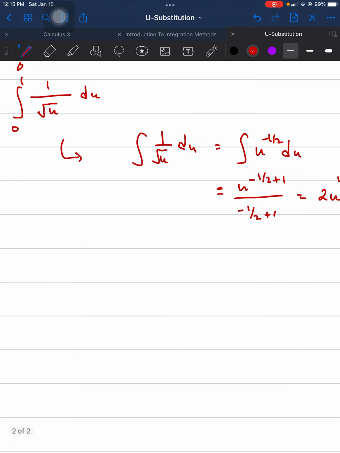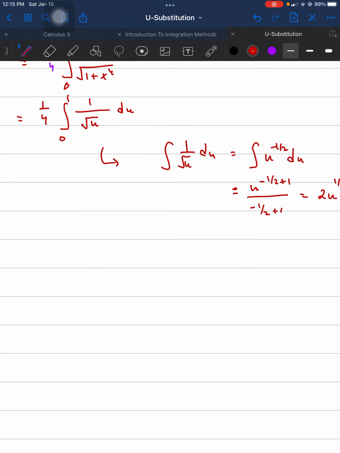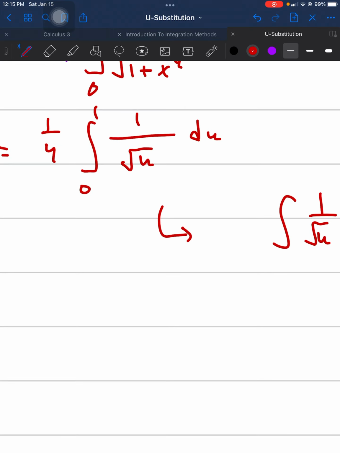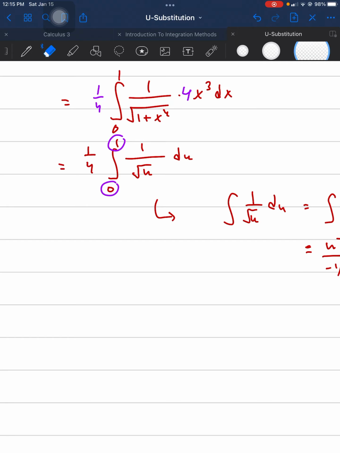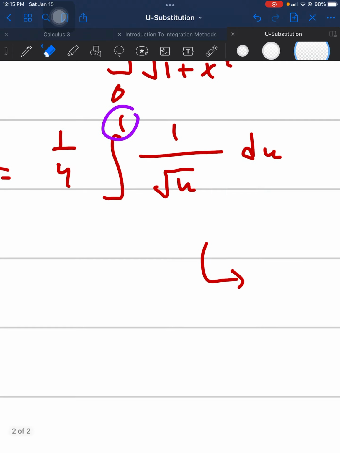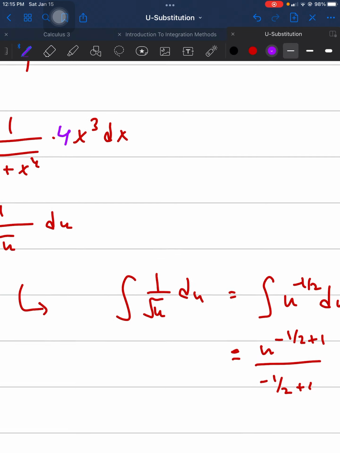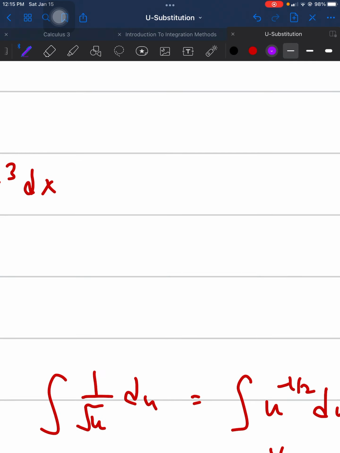That's what we get. So that's for the indefinite integral part, right? But there's one more thing. We have to evaluate these bounds in terms of u. So let's erase these bounds here and evaluate these bounds at u. So we know u is 1 plus x to the fourth, right? So let's do that.